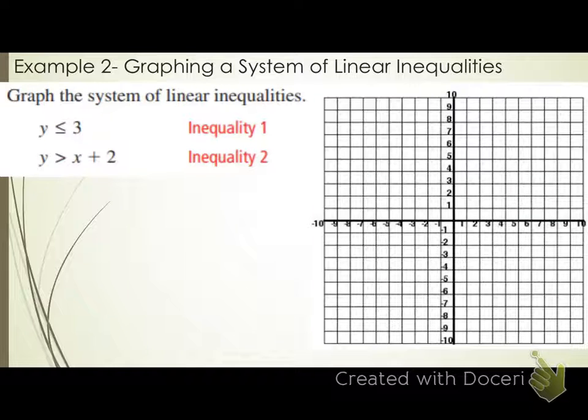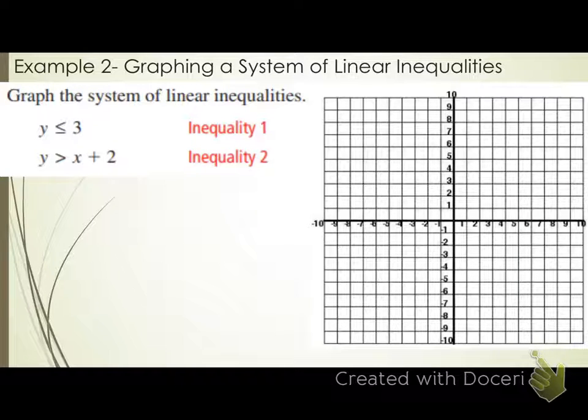So here's an example. Graph the system of linear inequalities: y is less than or equal to 3, and y is greater than x plus 2. What I like to do first is graph both boundary lines and not do any shading at all. I like to get both lines on there first before I shade.